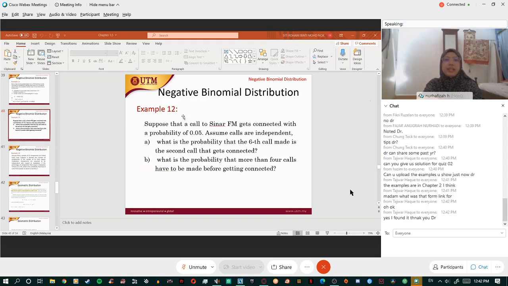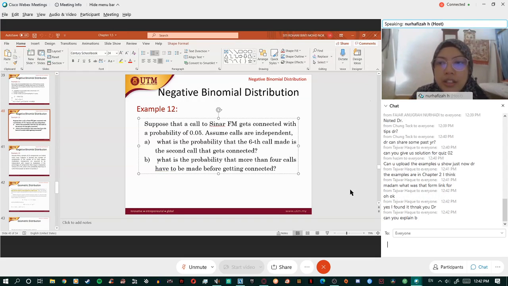So everyone already got example 12B? Do you want me to explain or is it okay with you? You already got the answer, so I don't need to explain example 12B. So example 12B, the question said, what is the probability that more than 4 calls have to be made before getting connected?